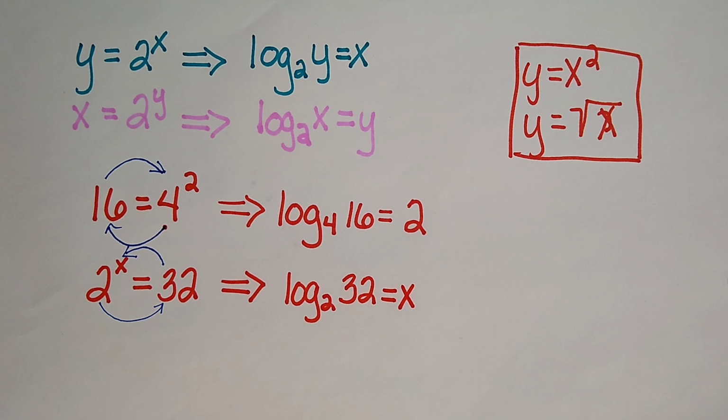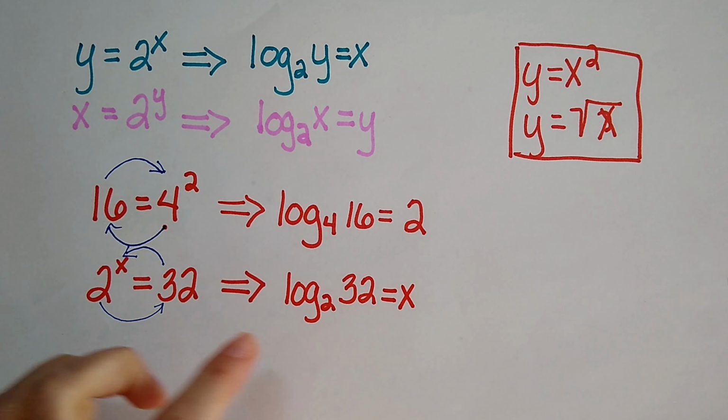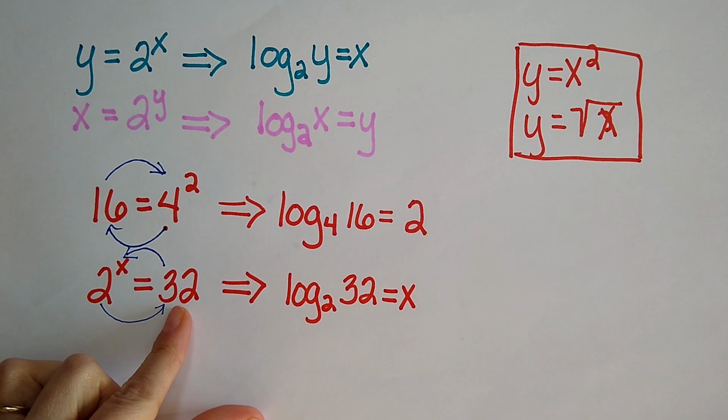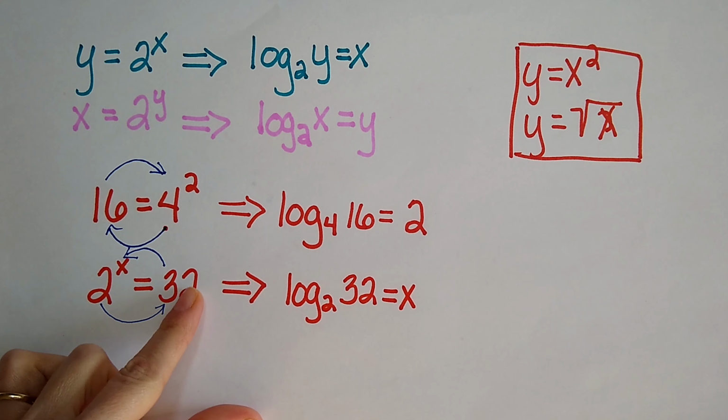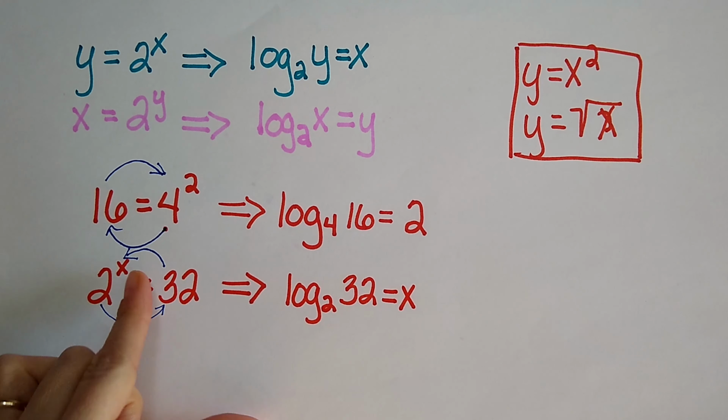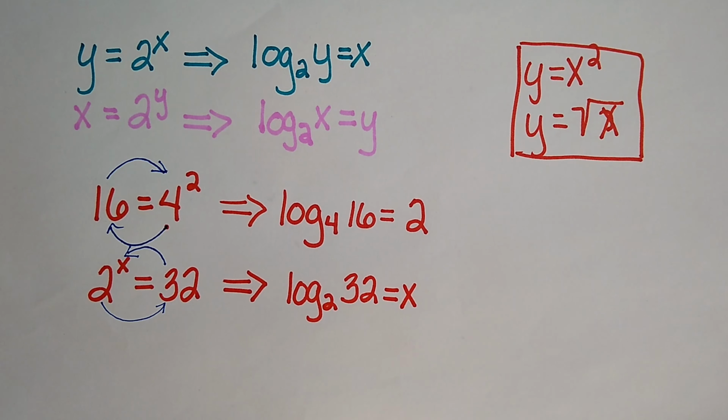So when you're converting, always start with the base of your exponent, that is the base of your log. Come across the equal sign, pick up that number on the other side, go across and pick up the number on your exponent, and that's what that's equal to. Let's do one more.